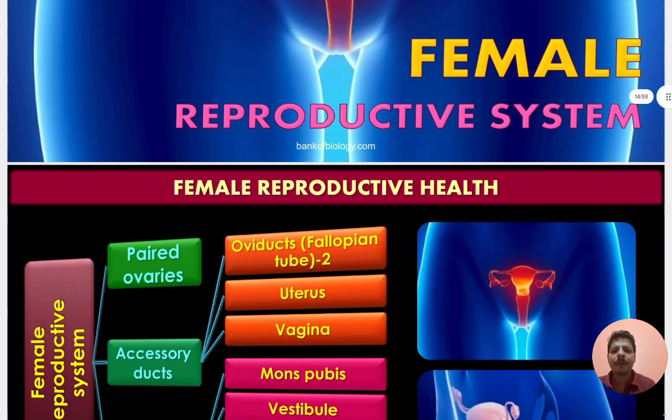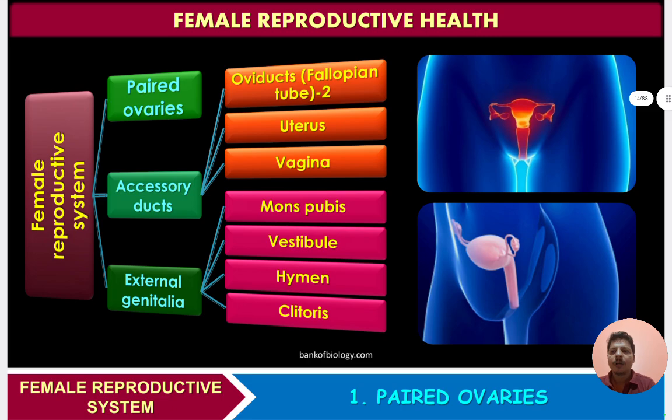Next is female reproductive system. Coming to female reproductive system, there are paired ovaries, accessory ducts and external genitalia. Coming to accessory ducts, they are oviduct or fallopian tube, uterus and vagina. Coming to external genitalia, there are mons pubis, vestibule, hymen and clitoris.